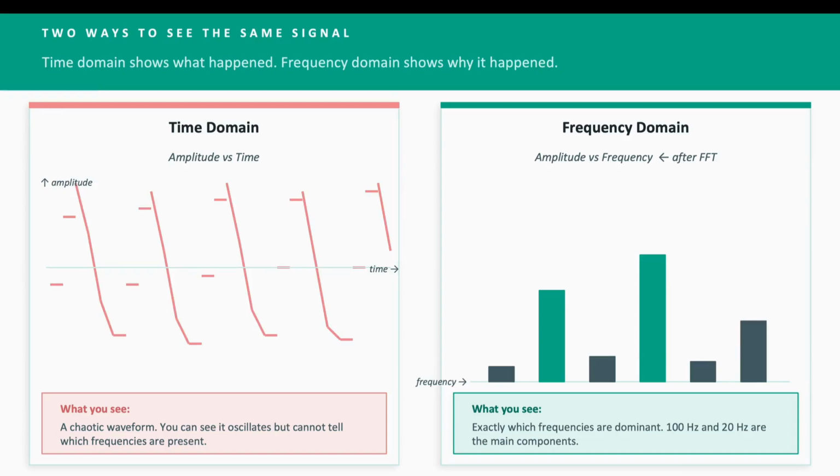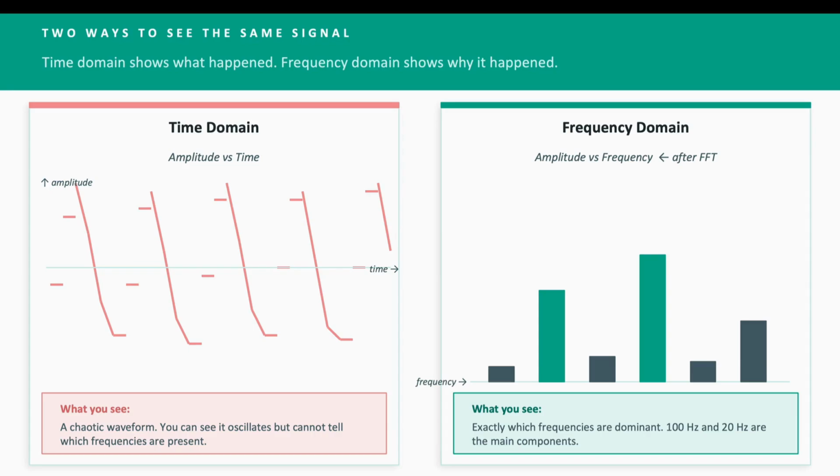So before we look at the algorithm, I need to give you the most important conceptual shift in signal processing. There are 2 ways to look at any signal. The time domain: this is the raw data, amplitude on the vertical axis, time on the horizontal. This is what your sensor records, what your microphone picks up, what your stock price feed delivers. Look at the left panel, a wave plotted over time, it oscillates. You can see it goes up and down, but you cannot tell which frequencies are in it. It just looks like a wave.